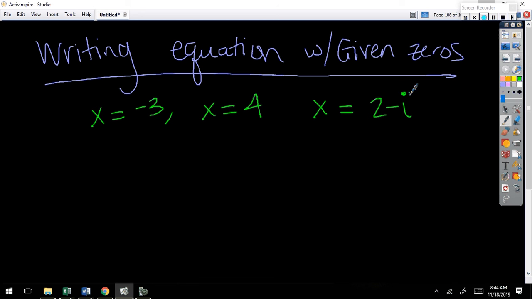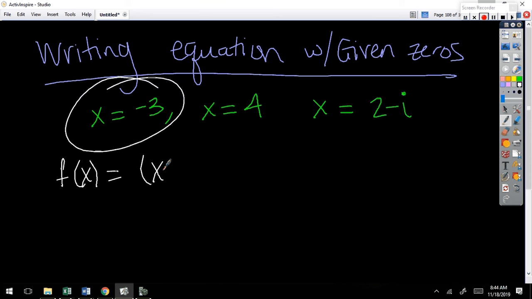x what? Plus 3. Go back to the last chapter we did. If we have a zero, we also have a factor. If we have a zero, we have a factor, right? If we have a factor, we have a zero. We can work both ways. We're kind of going backwards now. If I know that x equals -3 is a zero, then what must that factor be? x plus 3. That's exactly right. We have to change that sign. And if I know that x equals 4 is a zero, then what's the factor?